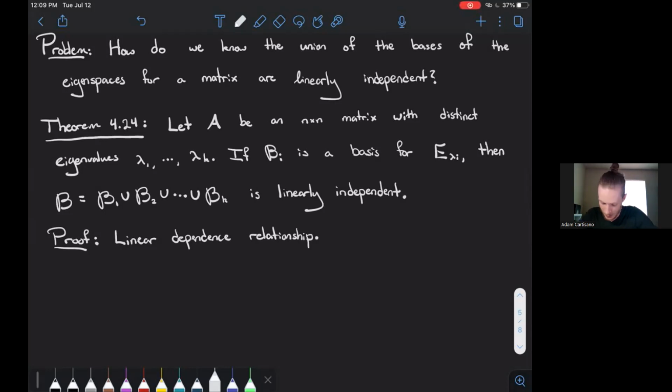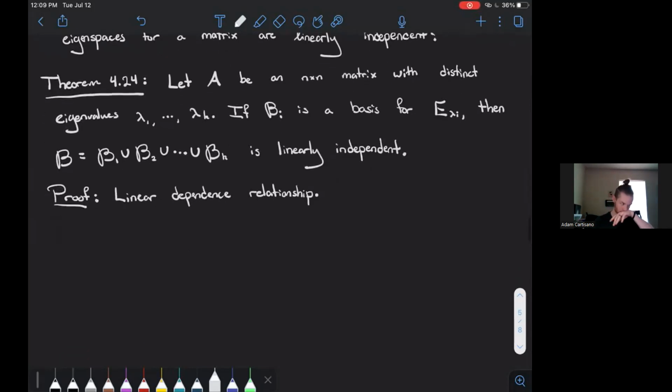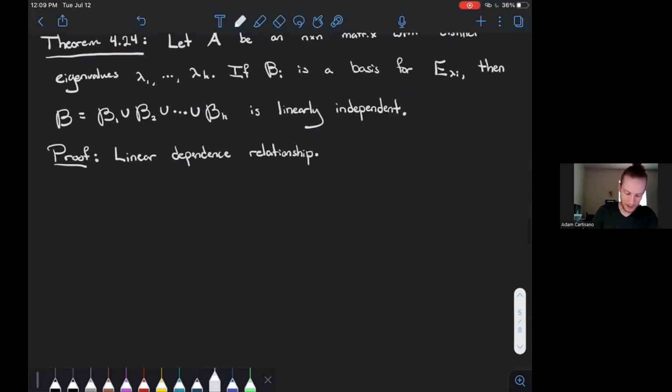The proof for this theorem is exactly what I laid out, but not like one linear dependence relationship or computation every time. It's like once and for all. We're going to do them all at once. Okay, so we'll just get through it, I guess. So here's how it goes.